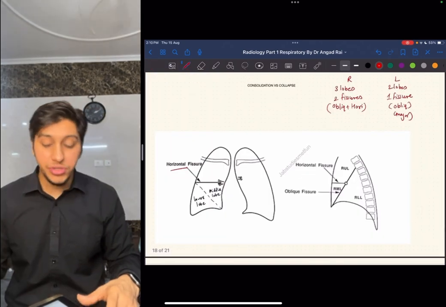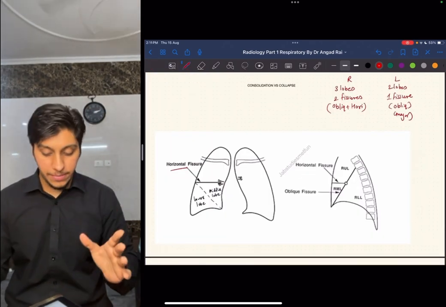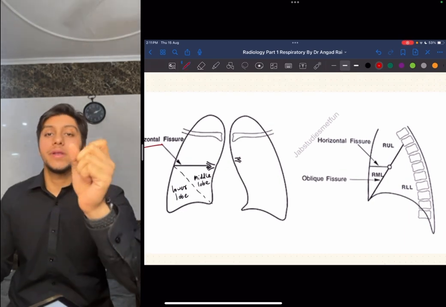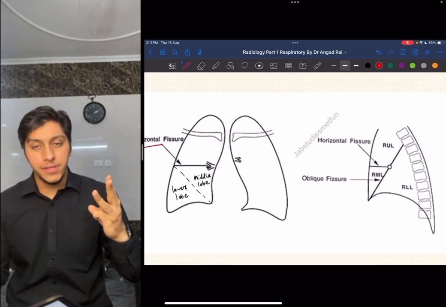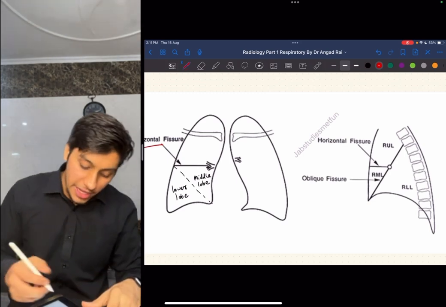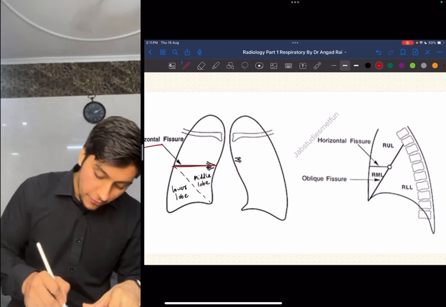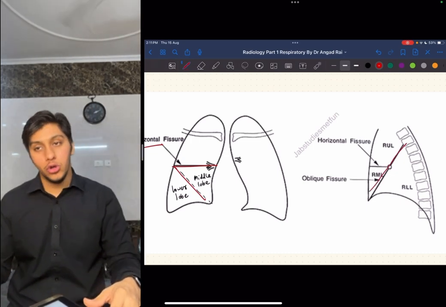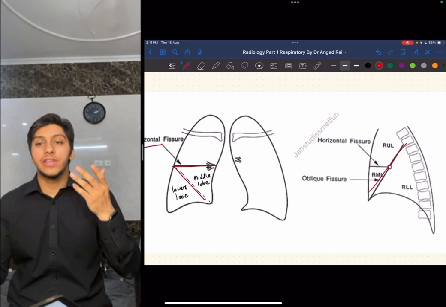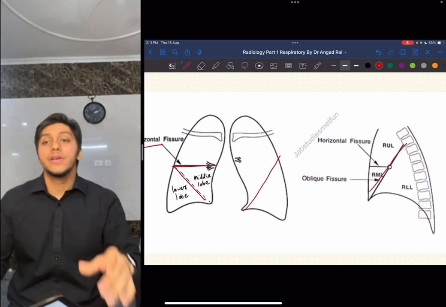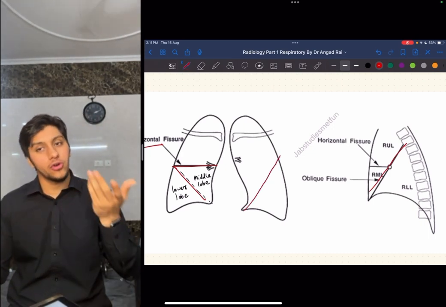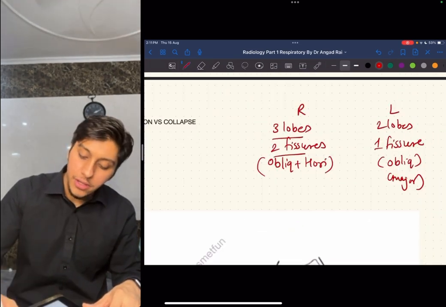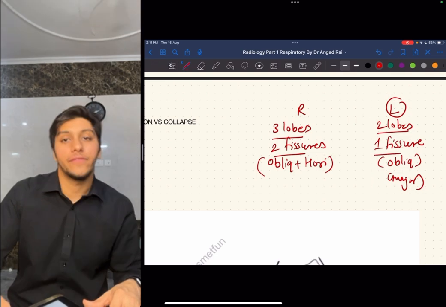Next guys, let's talk about the difference between consolidation and collapse. Before which you need to know, which we already discussed, the lobes. So remember guys, in the right lung you have 3 lobes, and these 3 lobes are divided with the help of a horizontal fissure and an oblique fissure. While on the left side it only has 2, upper and lower lobe, and the upper and lower lobes are divided with the help of an oblique fissure. So remember, 3 lobes and 2 fissures on the right, whereas on the left side you have 2 lobes and 1 fissure.